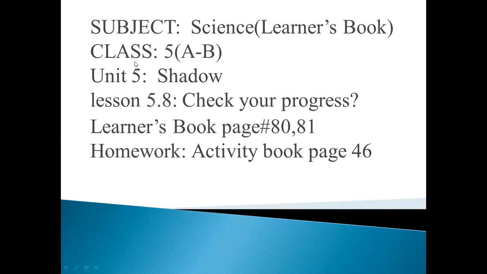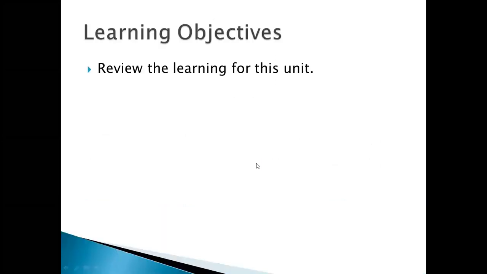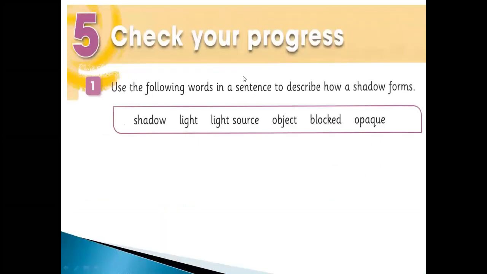Lesson subject: Science, Class 5, Unit 5, Shadow. Lesson 5.8, the end lesson for this unit. Check your progress, Learner's Book page number 88, and your homework for today is page number 46 from your Activity Book. So let's start. Today we solve the exercise.